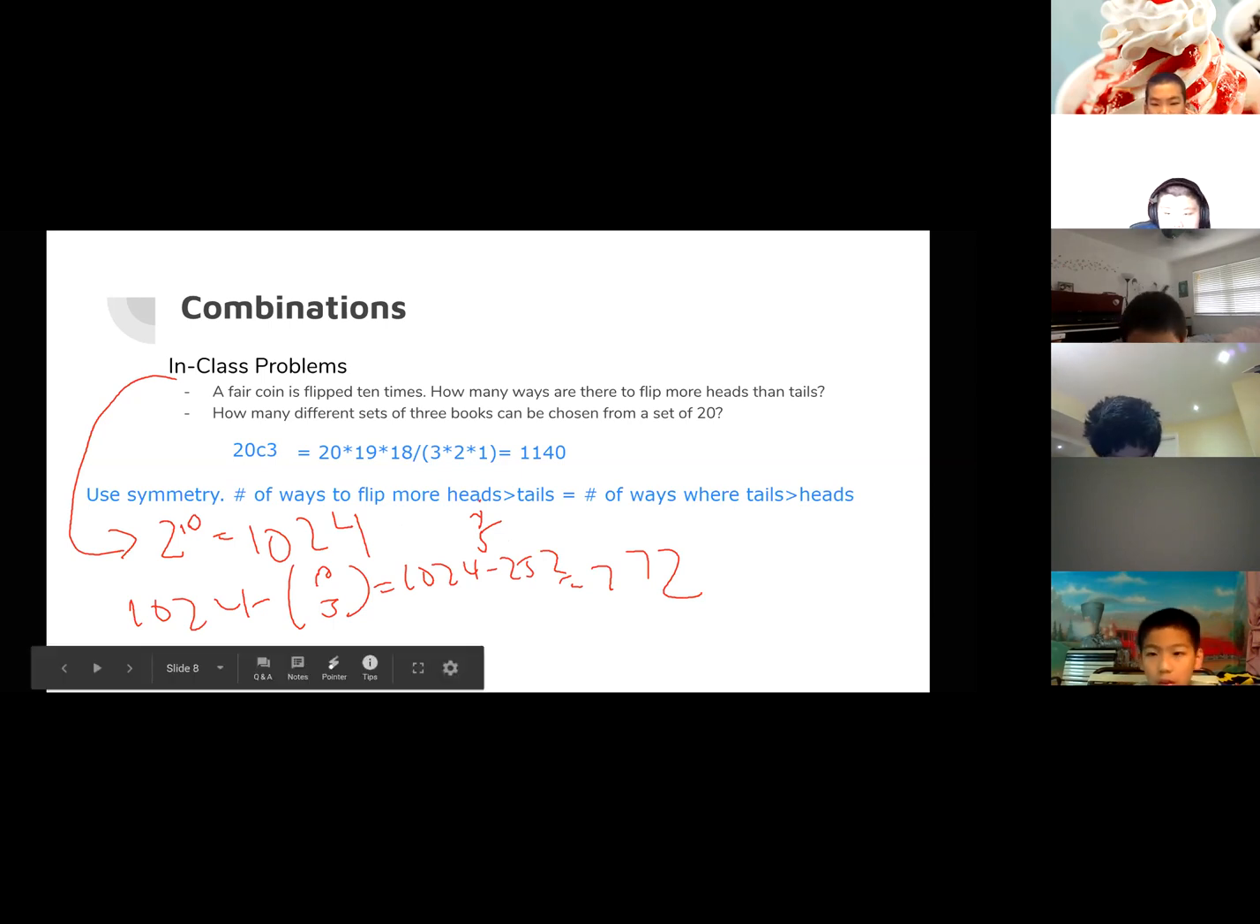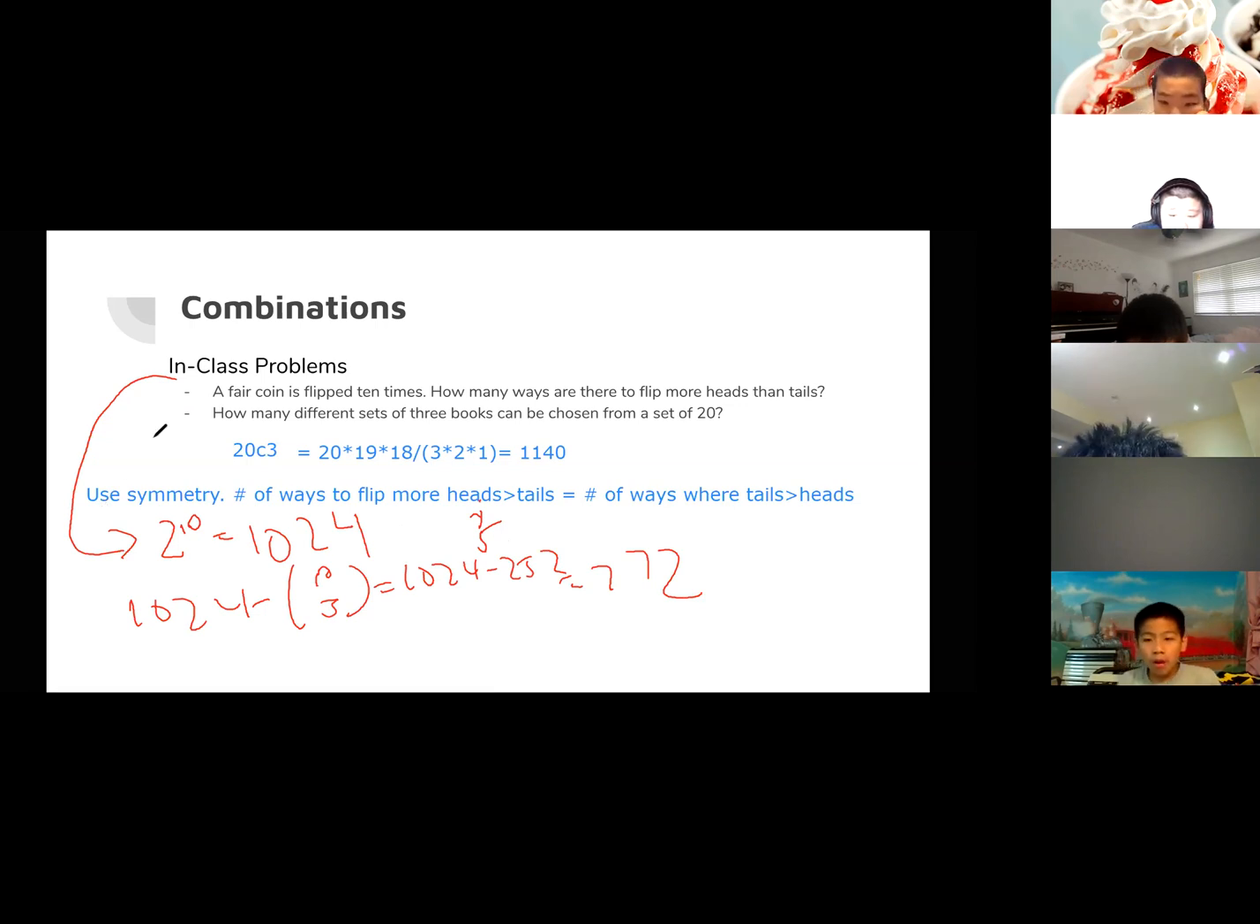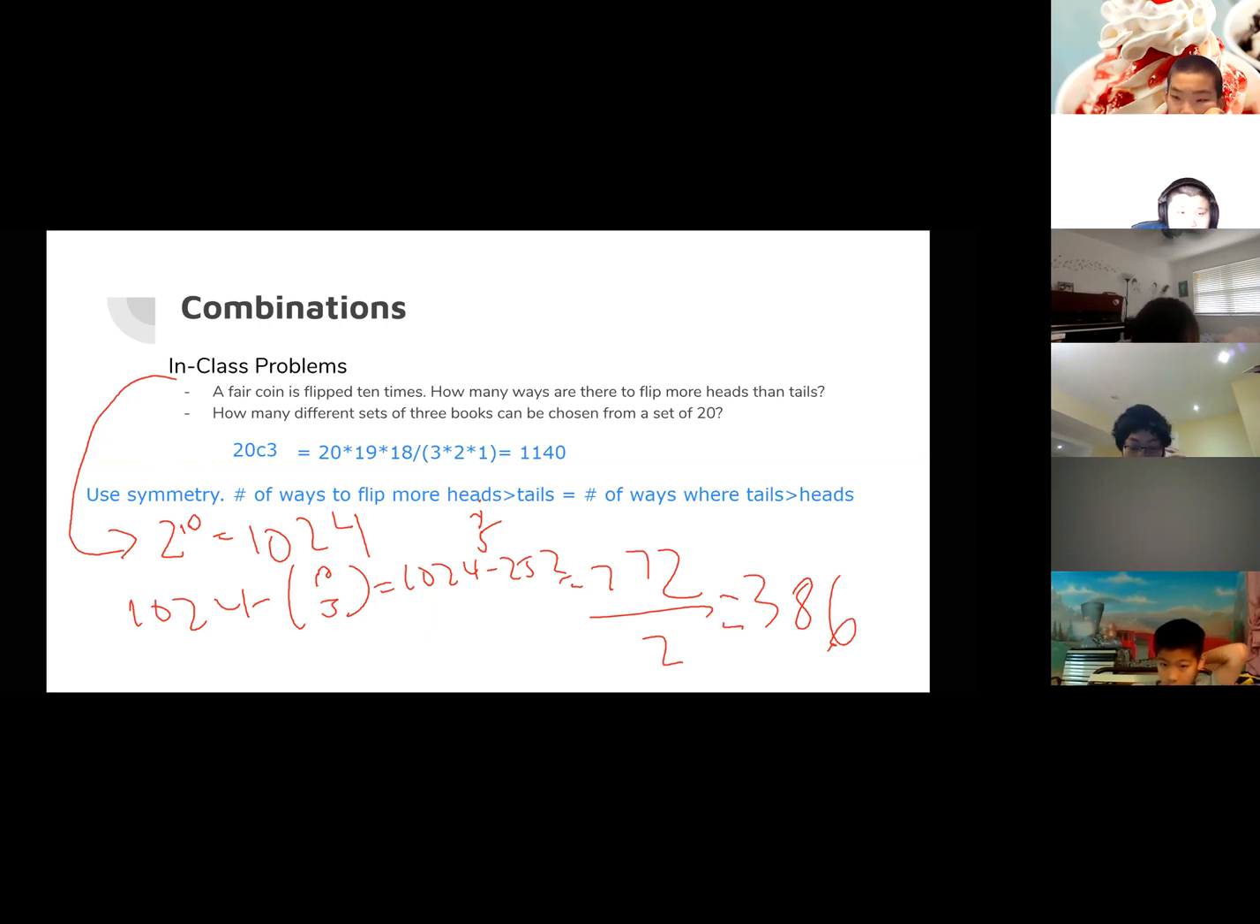And the number of ways where there are more heads than tails will simply be half that, because the number of ways where they're different, split between more heads and more tails, have to be the same amount. So you divide by 2 and you get the answer, which is 386. Does anyone have any questions on how these problems work?